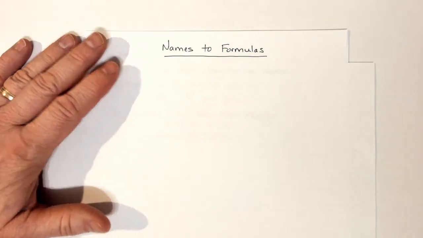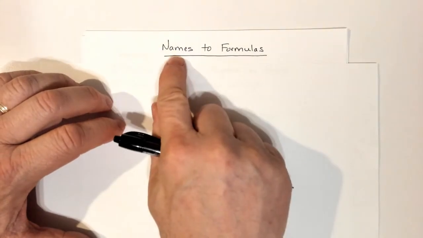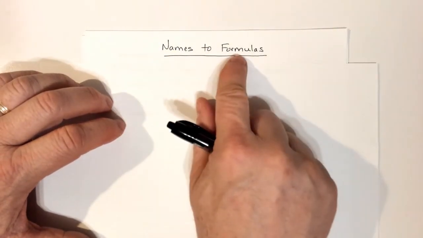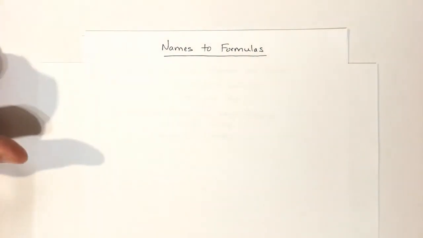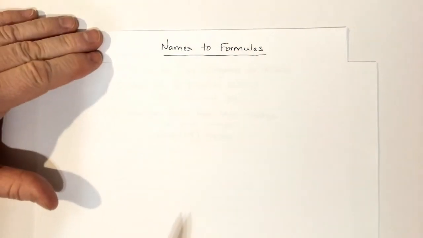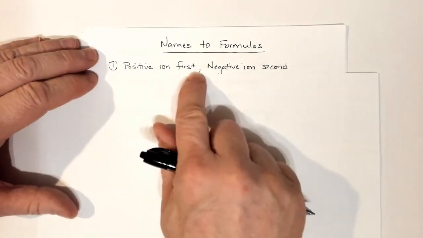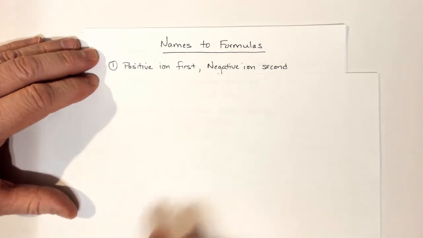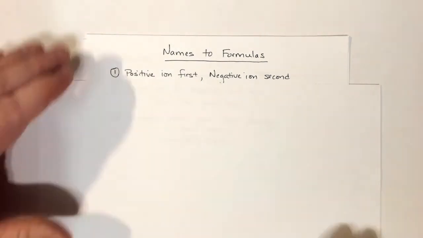Welcome to Mr. Jackson's chemistry class, and today we're going to talk about how to turn names of chemical compounds into correctly written formulas. There's just three things I want to point out. This is very simple. Number one, we already know that when you read the names, they'll always have two names. The positive ion is named first, and the negative ion is named second.